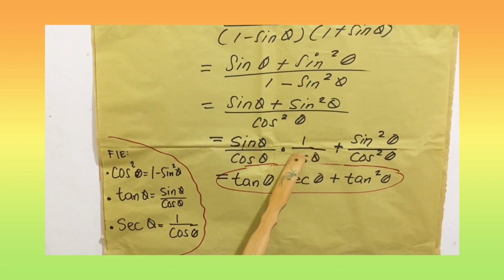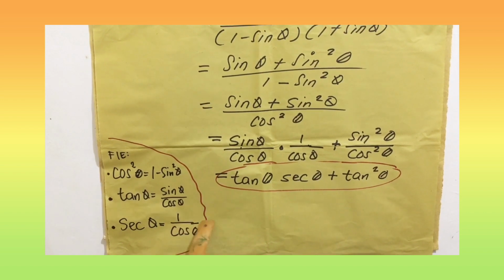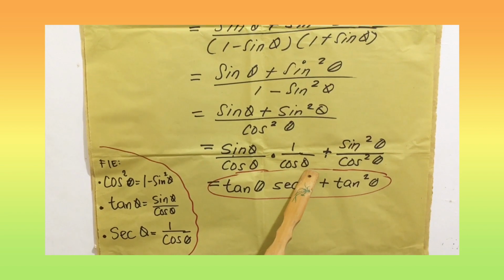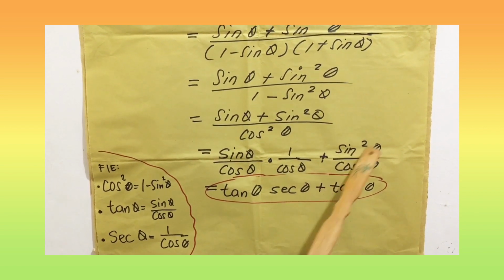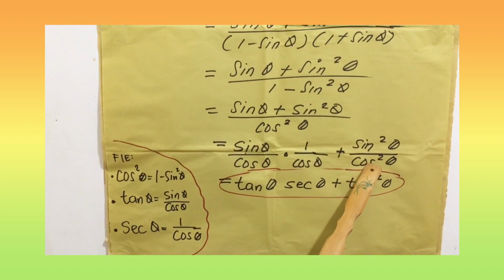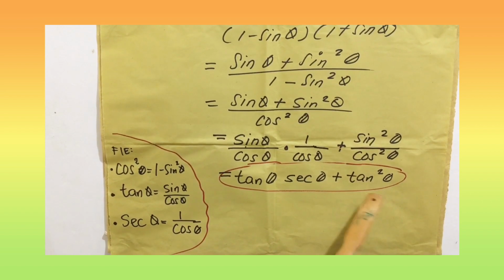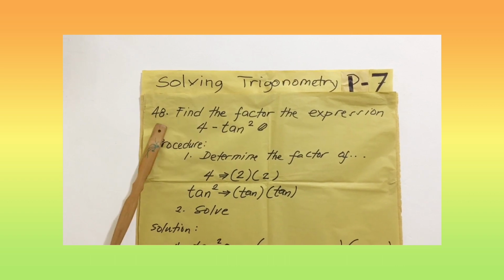How about 1 over cos theta? This will be secant theta, since secant squared theta equals 1 over cos squared theta. So this 1 over cos theta will be equivalent to secant theta. Then sine squared theta over cos squared theta will be equivalent to tangent squared theta. Okay? Okay, we are now at the number 48 problem.